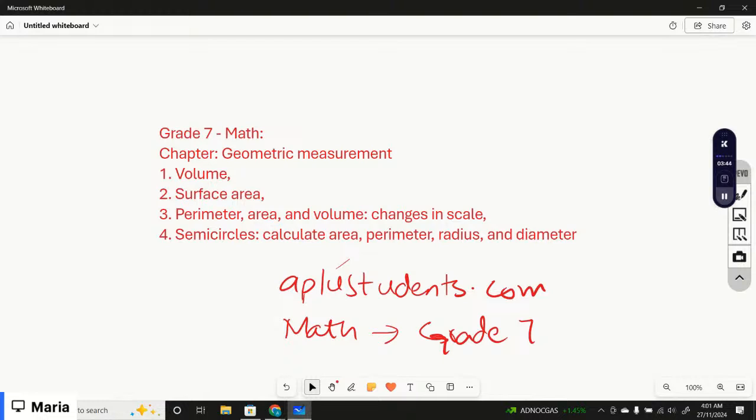We're going to start with the chapter geometric measurement. The lessons we're going to cover today are volume, surface area, perimeter area, and volume change in scale. Semicircles: calculate area, perimeter, radius, and diameter.